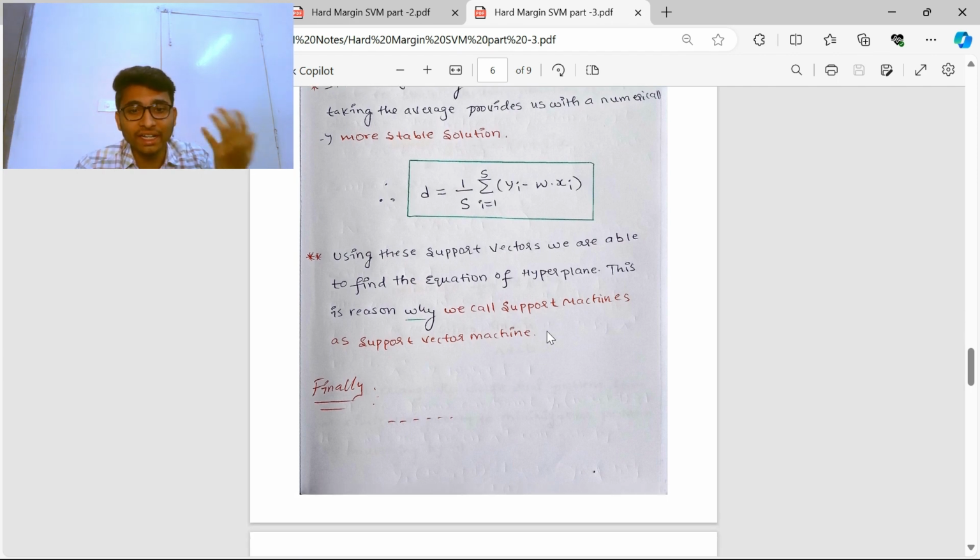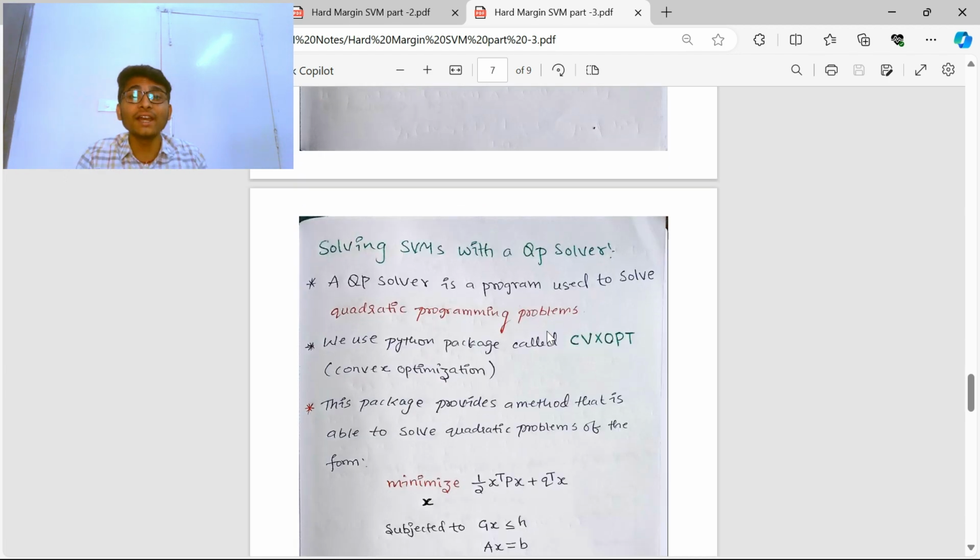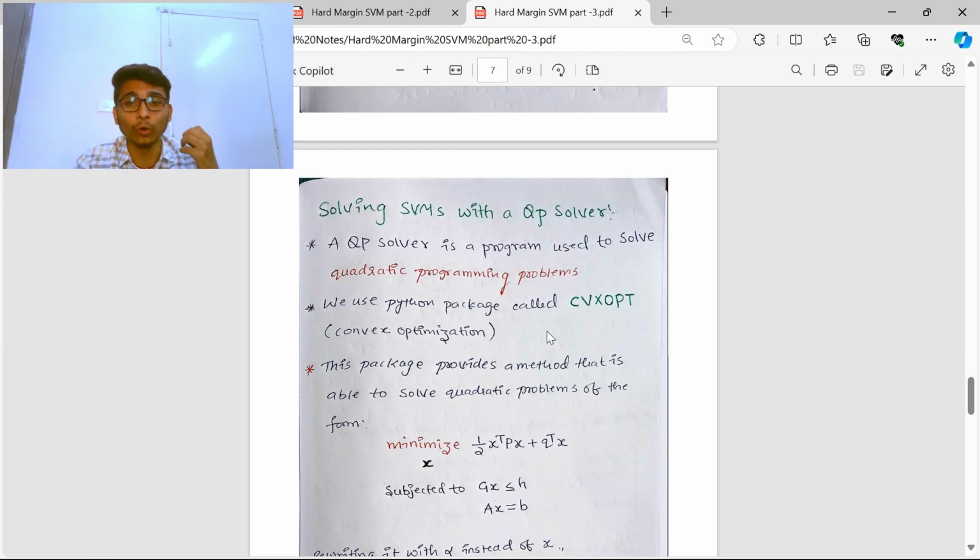Now we got d as well. And finally we want alpha aside, which we have not discussed. Using the support vectors we are able to find the equation of the hyperplane. This is the reason why we call them support vector machines. I hope you understood why we named them like this. Now finally, let's get into the code.